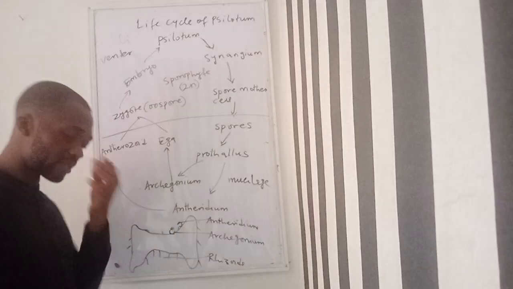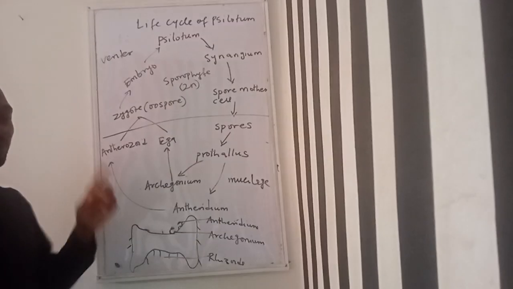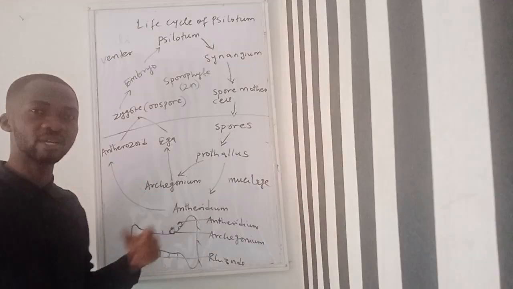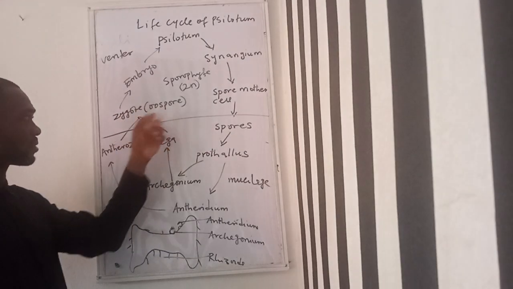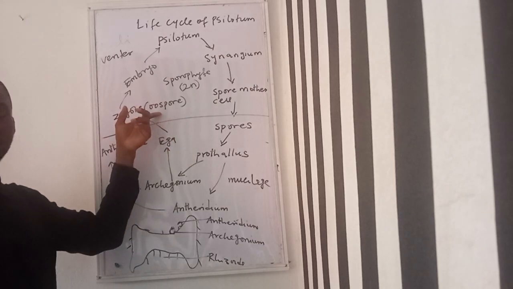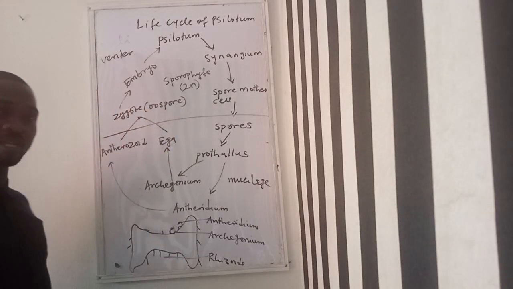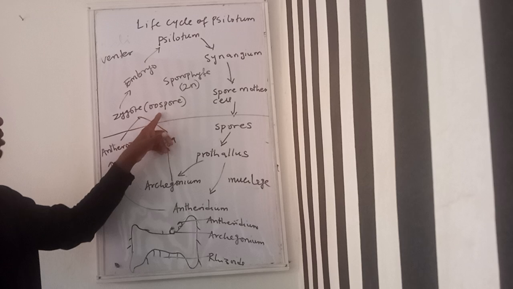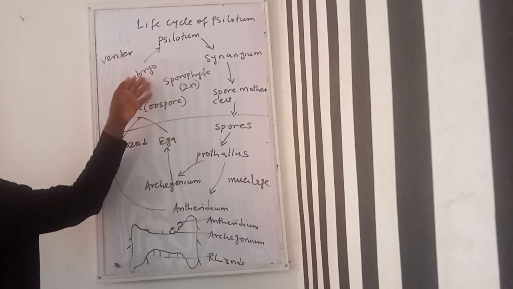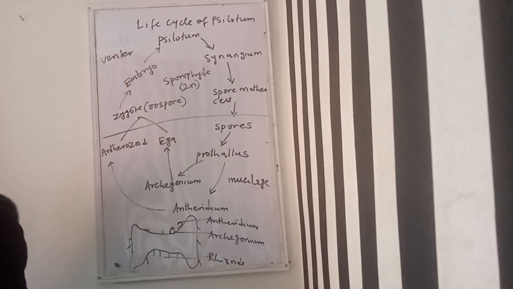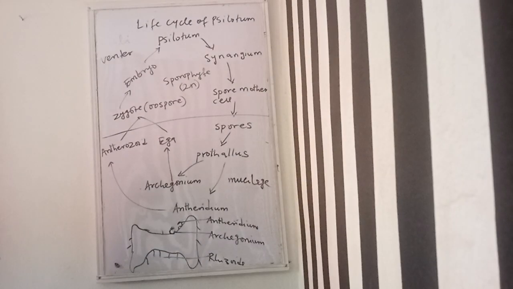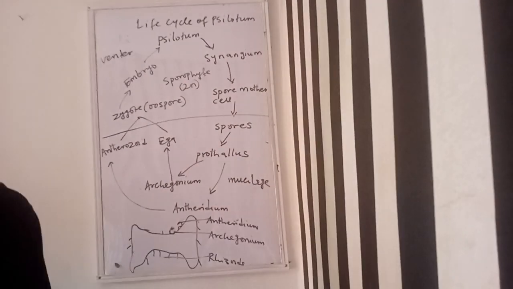So once the sperm gets into the archegonium, fertilization occurs. But it's just one anterozoid that finally fertilizes the egg. And of course, the zygote in plants is called the oospore. Remember, zygote is a general term for both plant and animal, but specifically in plants, it's called oospore. Then the zygote grows into an embryo, then the embryo into a Psilotum. So this is the life cycle of Psilotum.